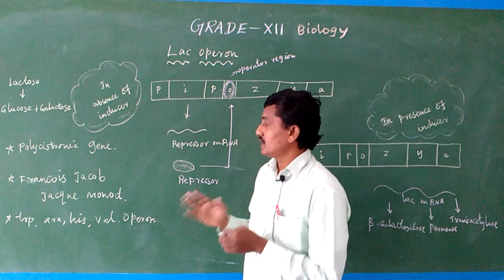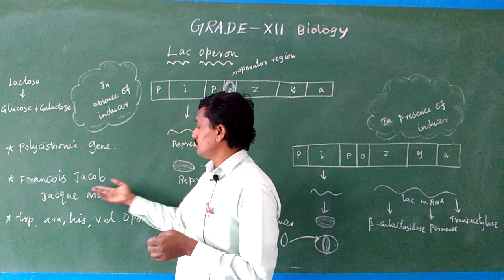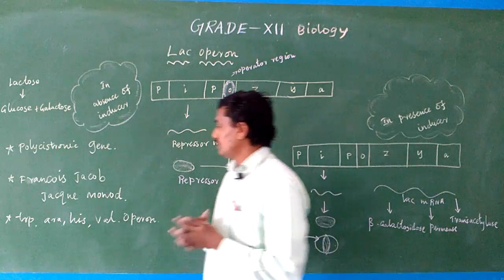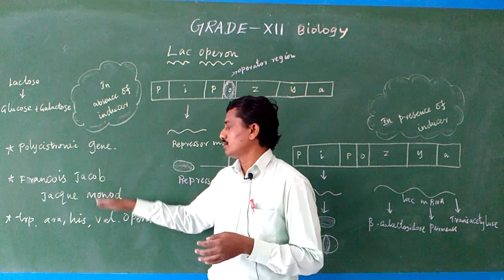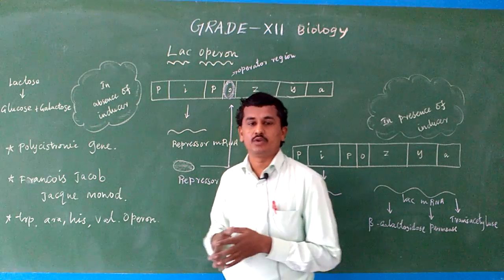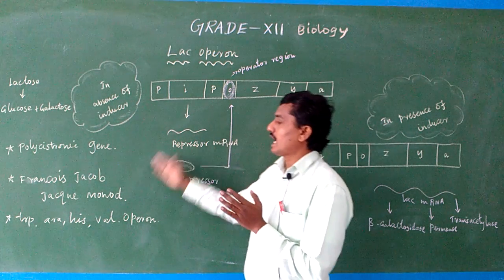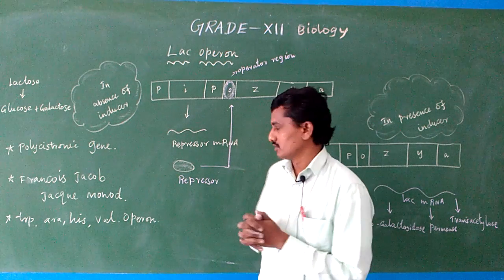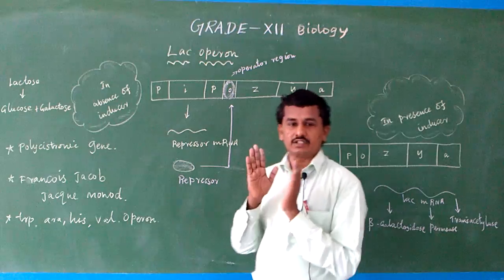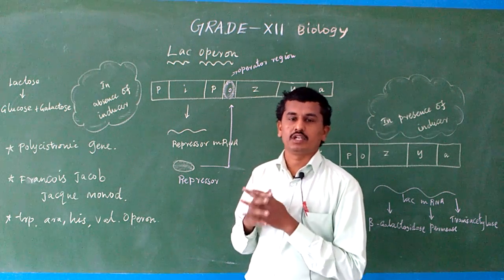The lac operon concept was first initiated by Francois Jacob and Jacques Monod, the two scientists, Jacob and Monod. Jacob and Monod are the scientists who explained the lac operon concept, the lactose operated concept. So this is actually how a gene is expressing the character. I will explain, this is a simple concept.